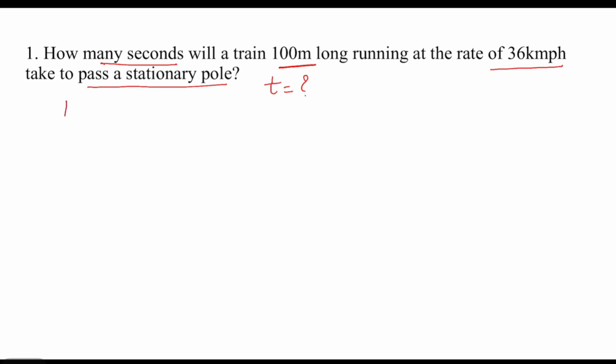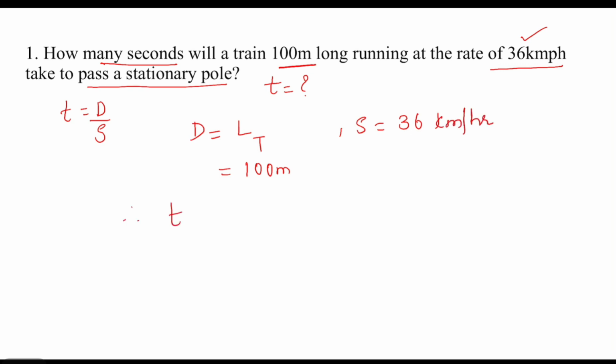We know that time is distance upon speed. We know the speed. So what is the distance? When the train passes a stationary pole, the distance is given by the length of the train, its own length. The length of the train is 100 meter, so the distance is also 100 meter. And the speed is 36 kilometer per hour. Therefore we can find the time easily.